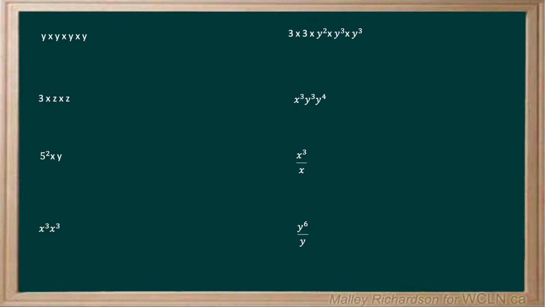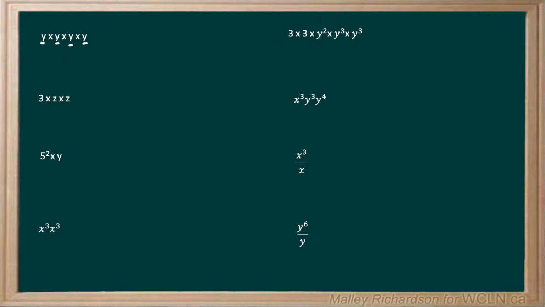In this example, we will be dealing with exponent laws. So let's take a look at our first question. We have y times y times y times y. As you can see, all of these variables have the same base of y. So that means we can just add their exponents.